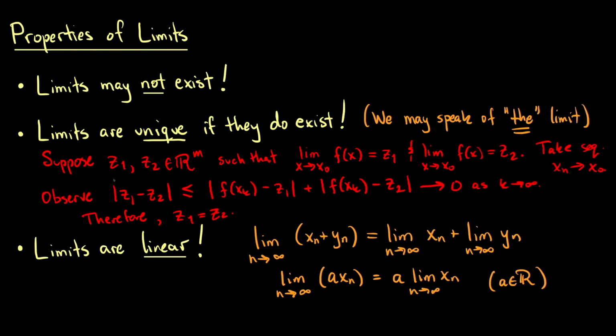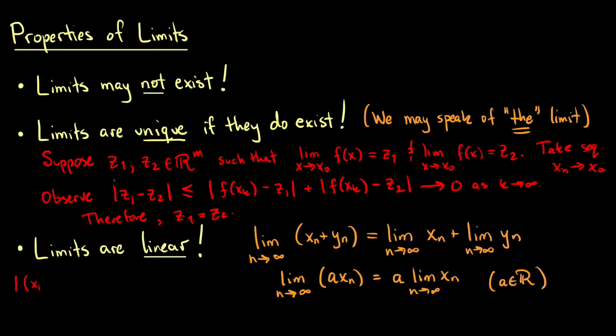Okay, let's talk about why limits are linear. What I mean by linear is these two properties: if I take the limit of a sum, I get the sum of the limits, and if I take the limit of a scalar multiple of the whole sequence, then I get the scalar multiple of the limit. So this is again the triangle inequality. Let's see why. I'm not going to write a full formal proof. I'm just going to sketch it for you here.